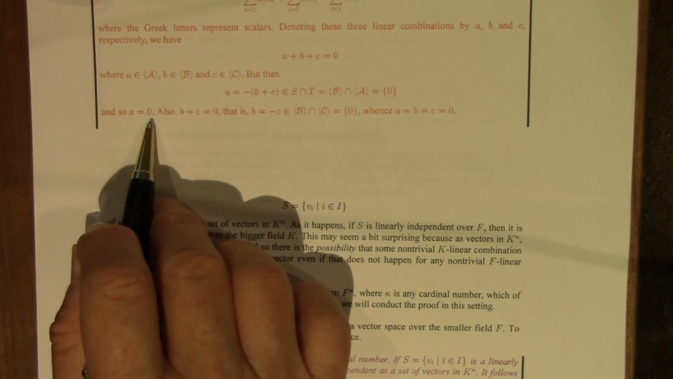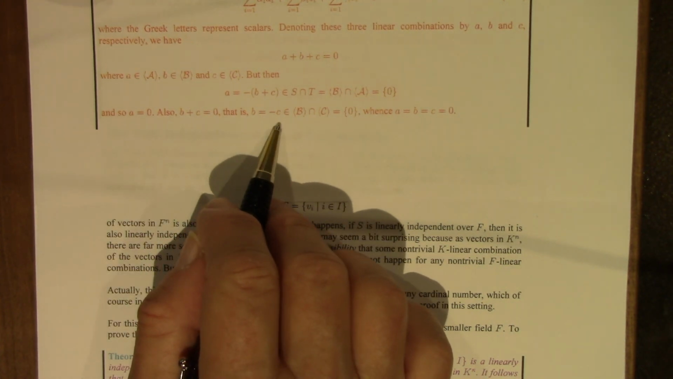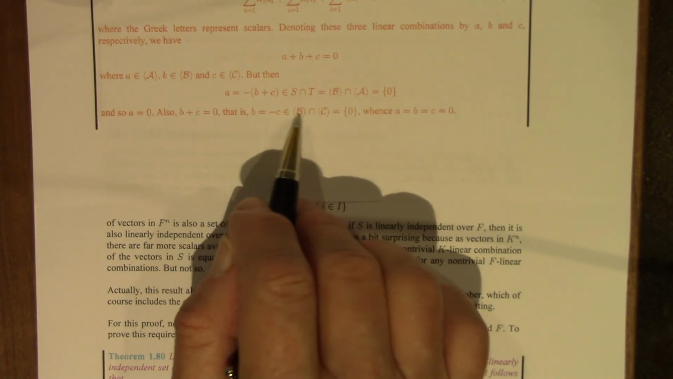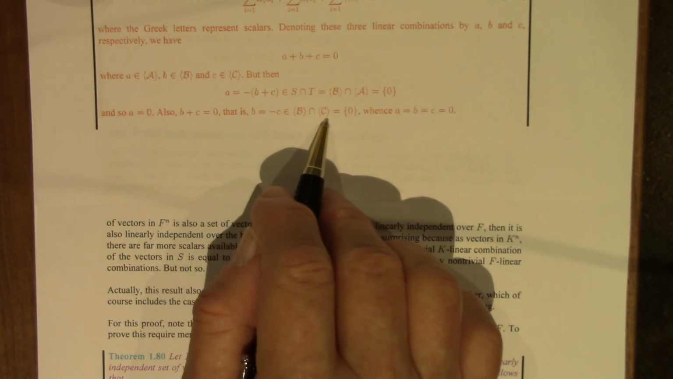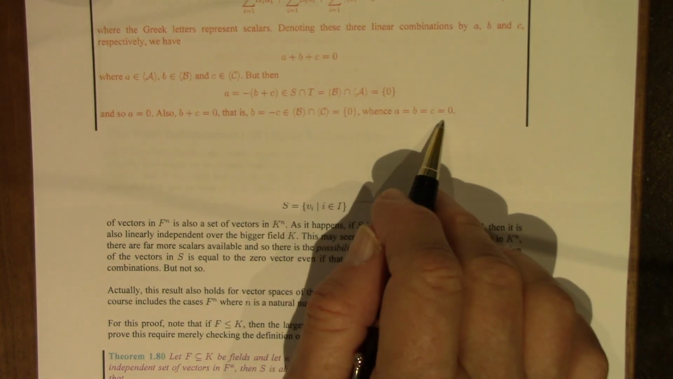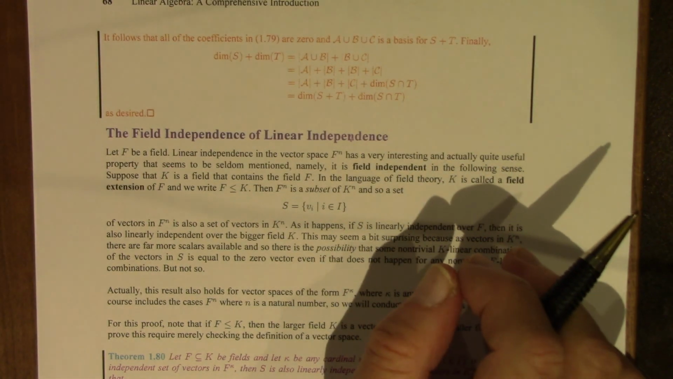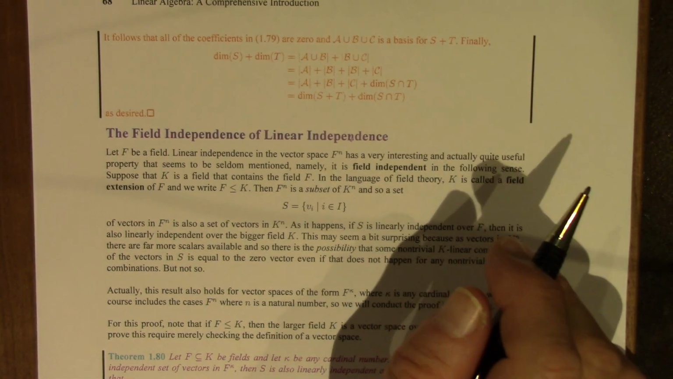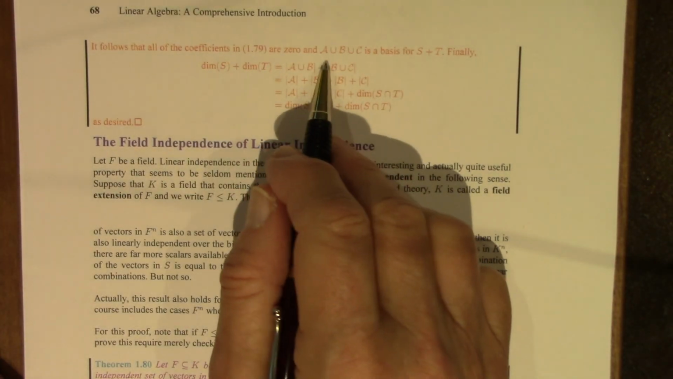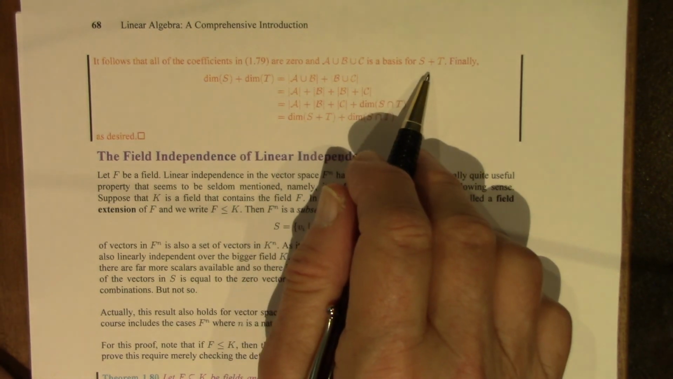So A is 0, and therefore B equals negative C, but that means this vector is in this intersection, which is trivial, and so all three, A, B, and C, are 0. So this union, A union B union C, is a basis for S plus T.